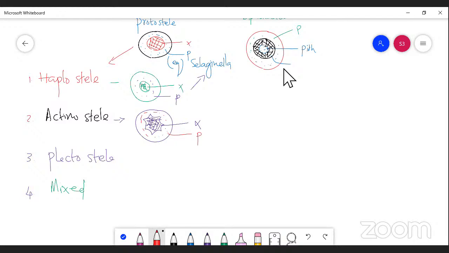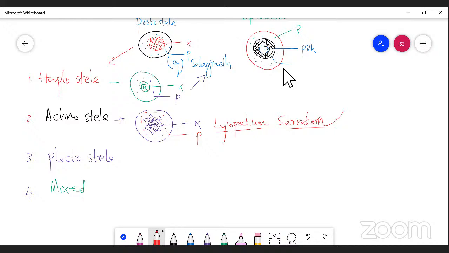This actinostele is identified in case of Lycopodium serratum. Lycopodium serratum is an example of actinostele. Now you can see sometimes the question is asked what is called actinostele, or draw the structure of actinostele.